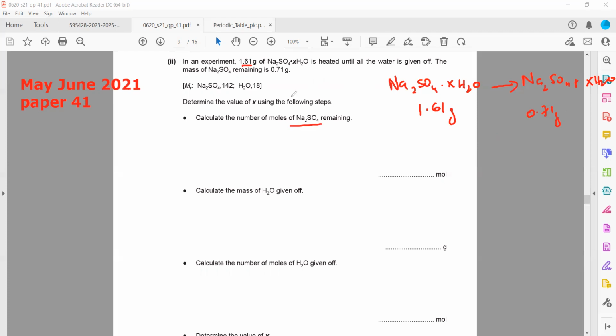So we have the mass of sodium sulfate. To calculate the moles, moles equals mass in gram divided by molar mass. So the mass in gram of sodium sulfate only is 0.71. Then for the molar mass of sodium sulfate, we have to use a periodic table.